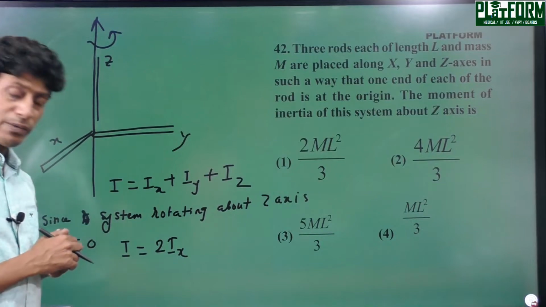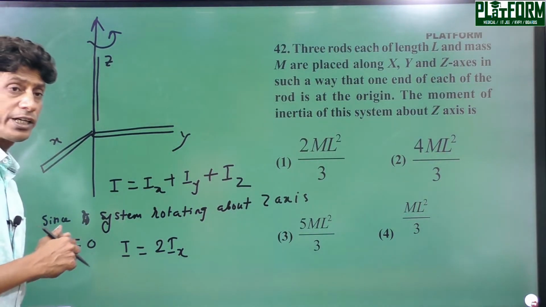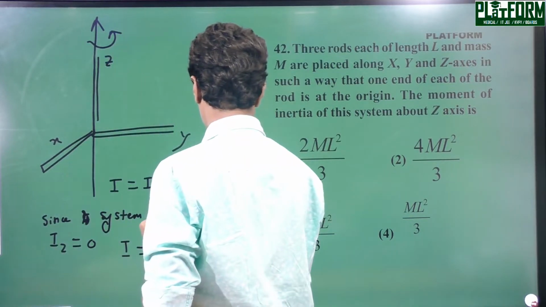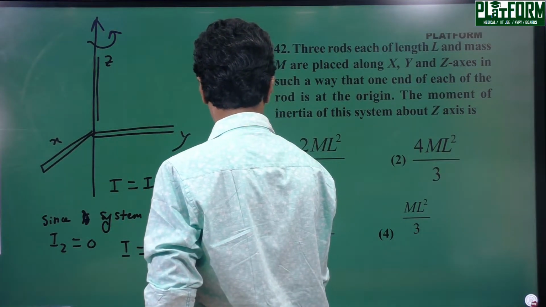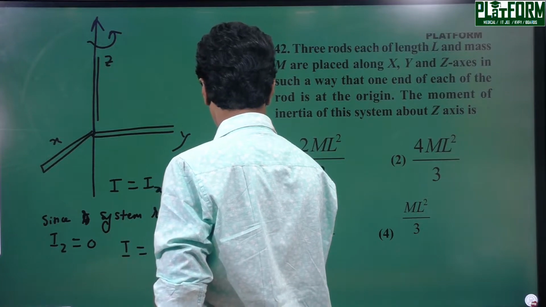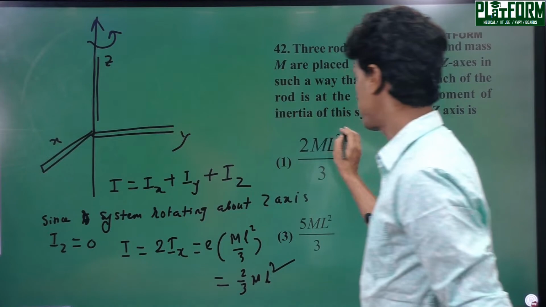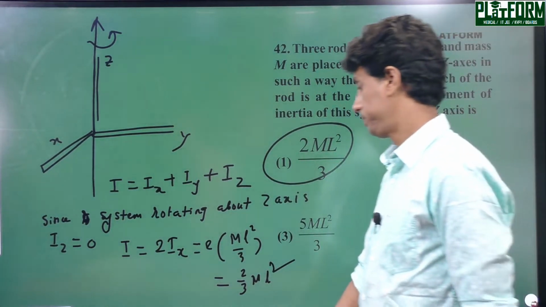Both rods have the same length and same mass, and they rotate about the Z axis perpendicularly, so about one end. So this is 2 times ML square by 3, and finally the answer is 2/3 ML square, and the correct option here is 1. Next problem.